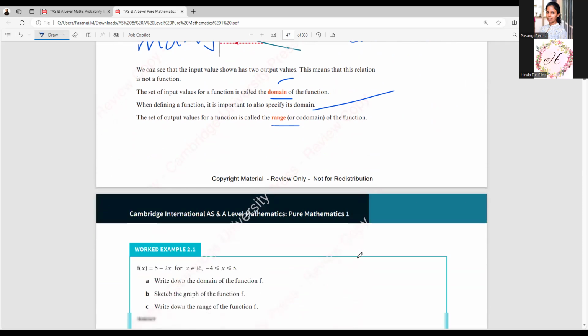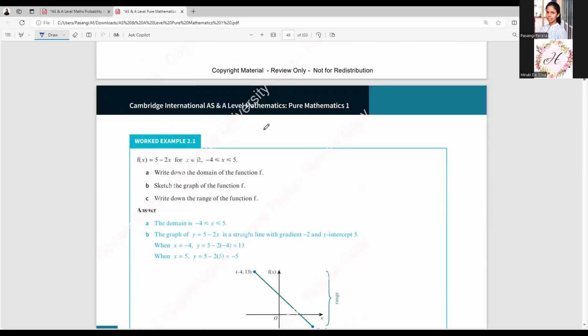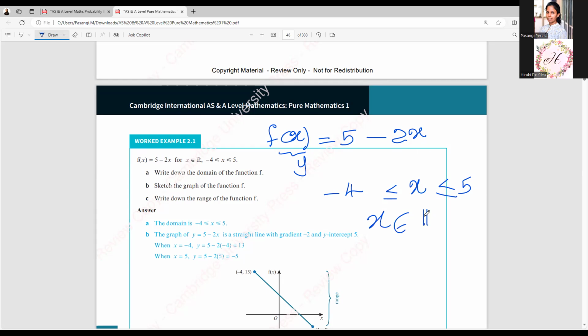So here, for example, if I go through these worked examples, this is what they gave: f(x) = 5 - 2x. The input value is x. The output value from this function of x is y. They have defined x to be between -4 and 5, and it can also be -4 and 5, with the equal marks there. Also x is a real number, as they have given.